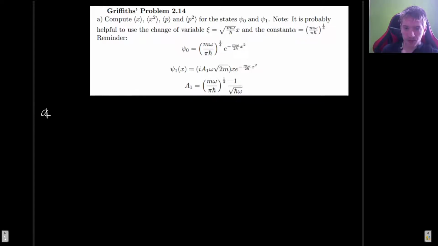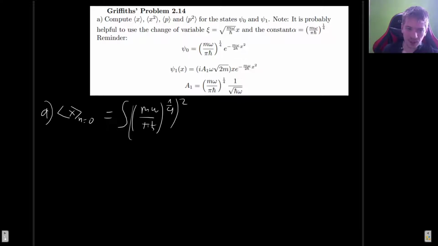Okay, so let us begin by computing the expectation value of x for the ground state. So this is just going to be, as we know, the integral of psi0 conjugate x psi0 dx, right? So we have to now write our wave function in there. It's just going to be (m omega over pi h bar) to the 1/4, and all of this is going to be squared, right? But this expression is just alpha, right? This is just what we defined as alpha.